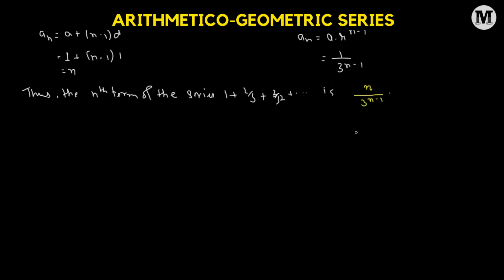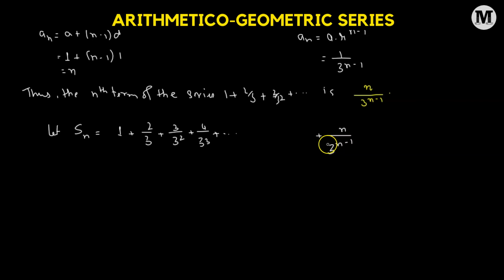For this, we're going to consider a sum. So let us suppose that Sn represents the sum to n terms. So here this is going to be equal to 1 plus 2 over 3 added to 3 over 3 squared added to 4 over 3 cubed, and this goes all the way up to the nth term given by n over 3 raised to the power of n minus 1.